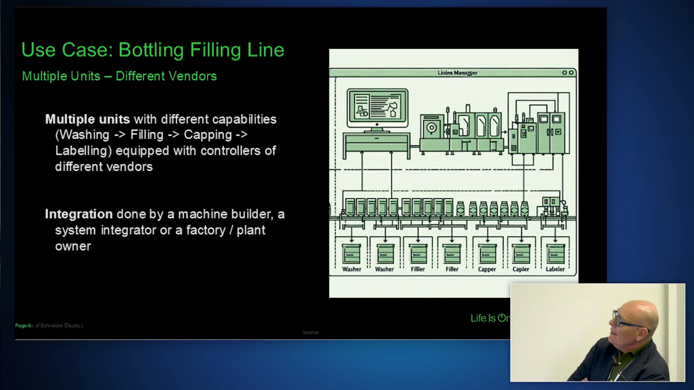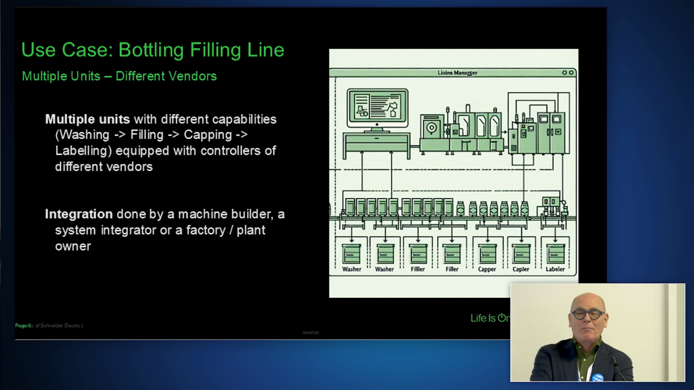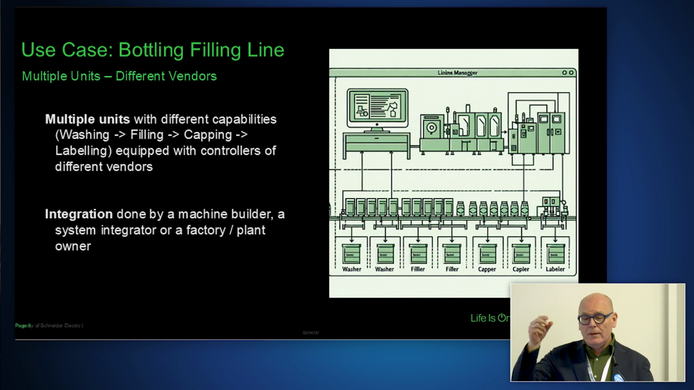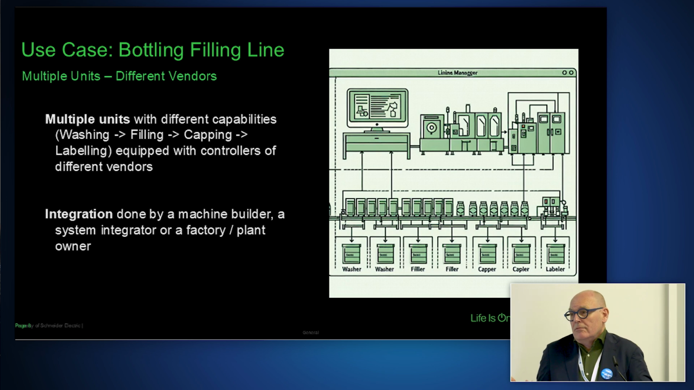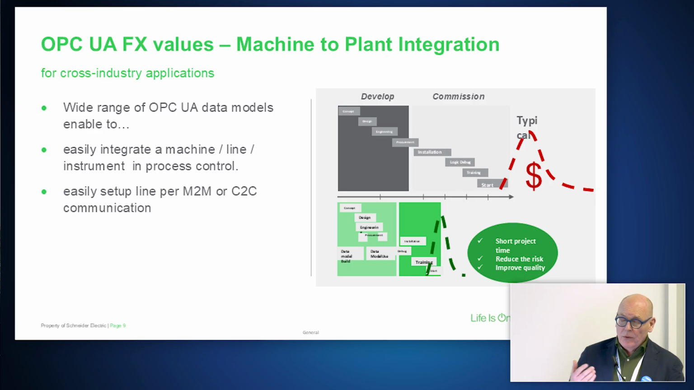This is already more or less the final situation. Everything is green. Maybe if it's equipped with Schneider, that's nice. But normally integration is done by a machine builder with different machines. So if you have communication in between the machines, when you want to set up the line, you need to engineer, or you go for OPC UA.